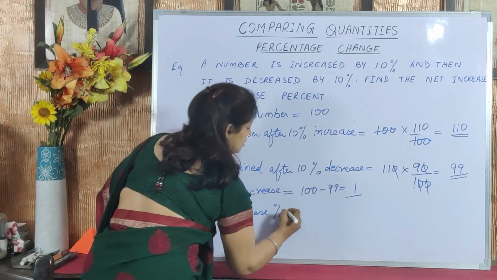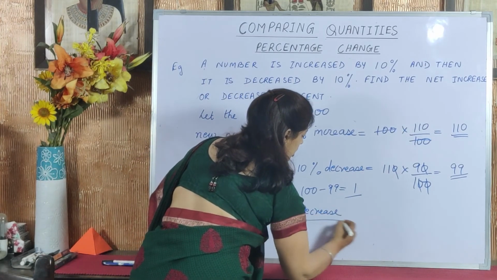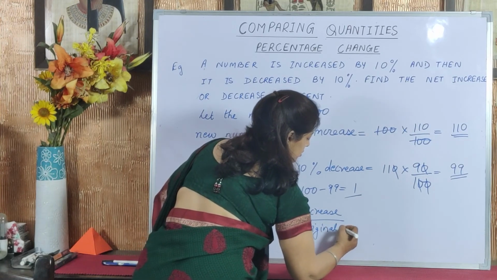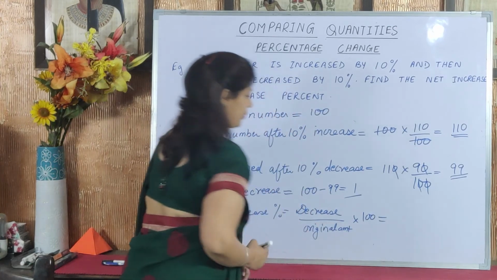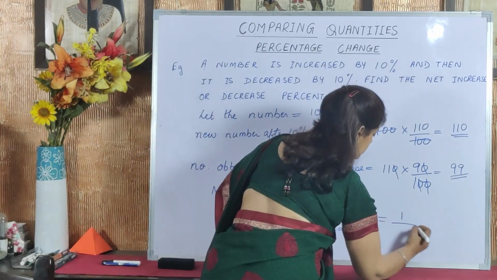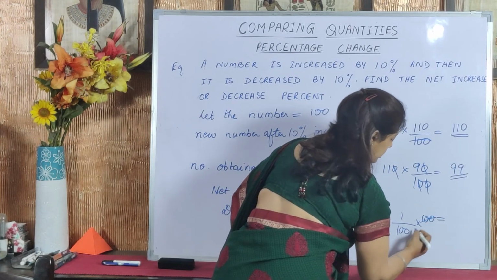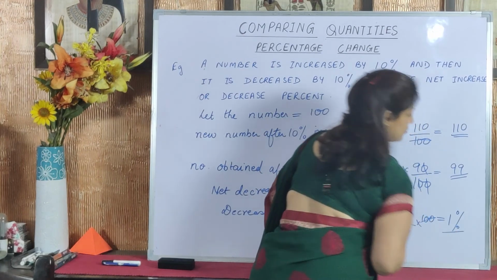Decrease percent is nothing but 1%. Decrease percent is decrease upon original number or original amount multiplied by 100. So the decrease is 1 upon 100 multiplied by 100. 100 gets cancelled, which is equal to 1%.